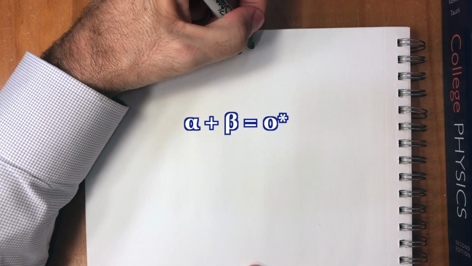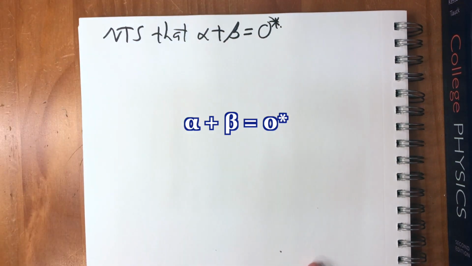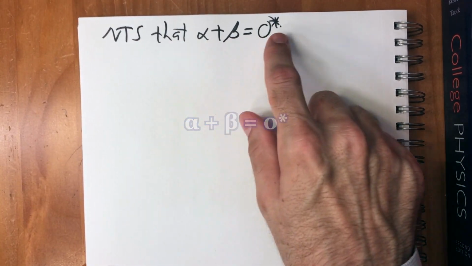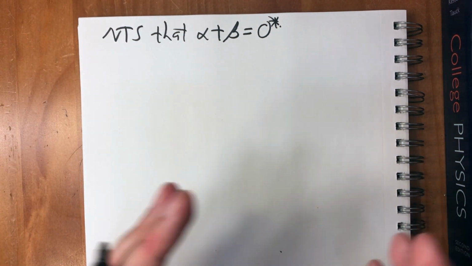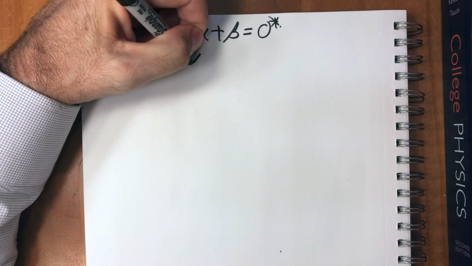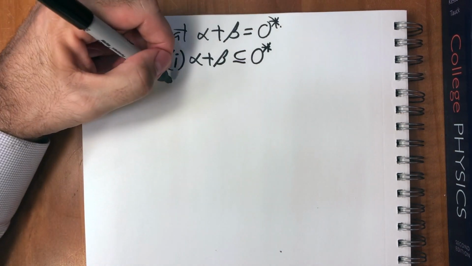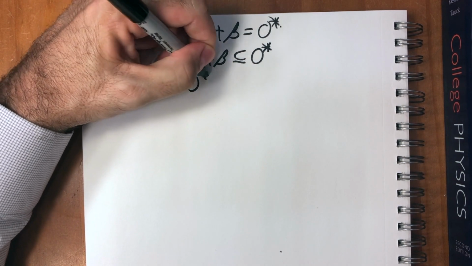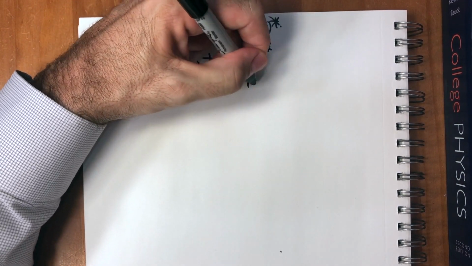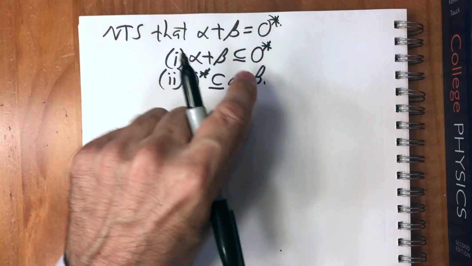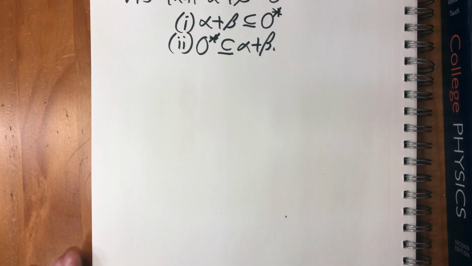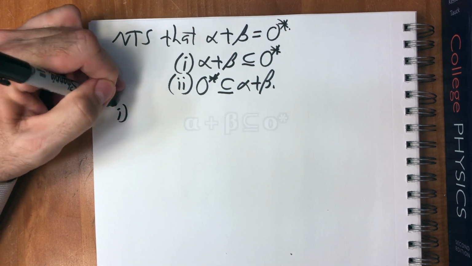So now we must show that alpha plus beta equals 0. Again, anytime we're showing that 2 sets are equal, we're going to show the inclusion in both ways. So 1, alpha plus beta is a subset of 0, and 2, 0 is a subset of alpha plus beta. Show those two things, and that means that they've got to be equal. So first we'll show the first inclusion.